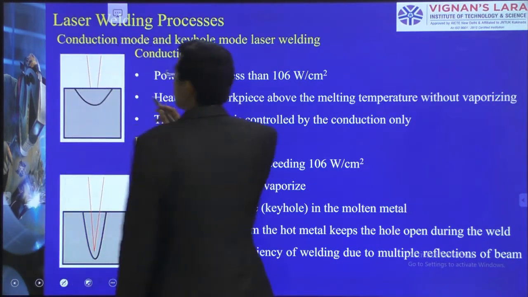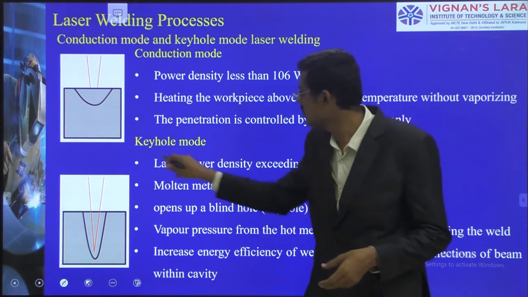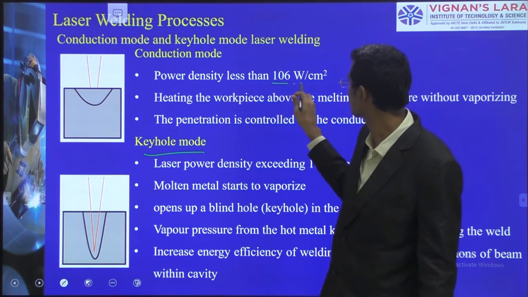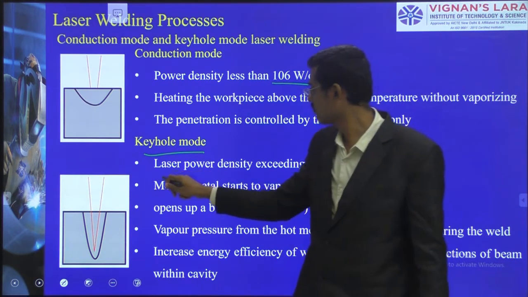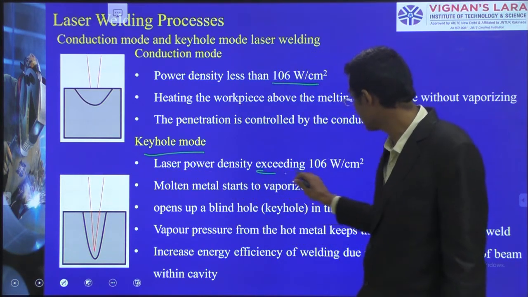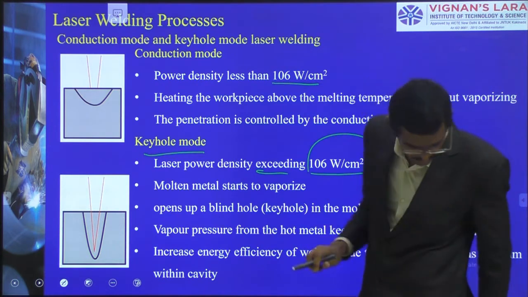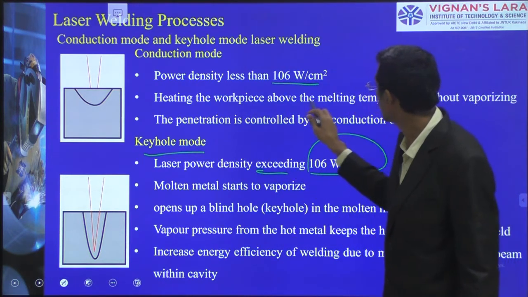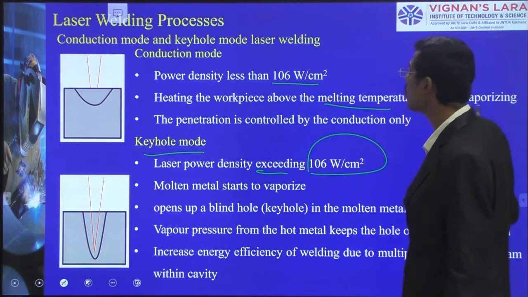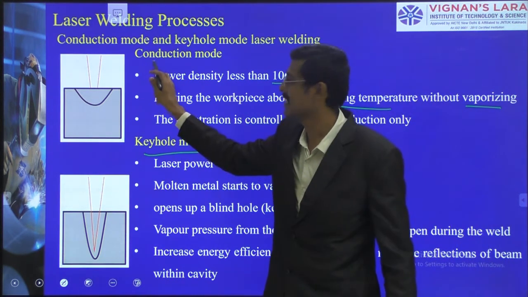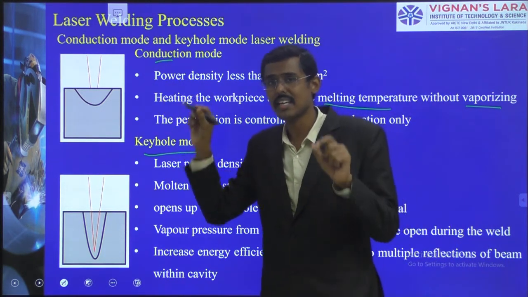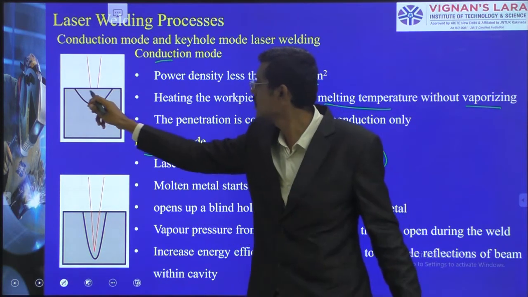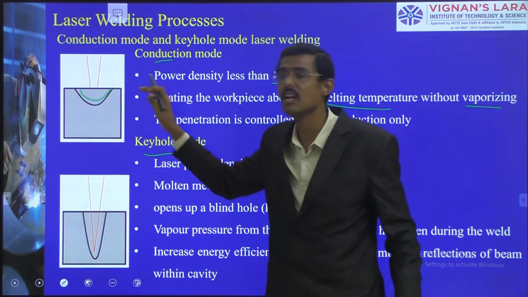So I am telling, it may be the conduction mode or the keyhole mode. For the conduction mode, the power density is less than 10^6 watt per centimeter square. For the keyhole mode, it exceeds 10^6 watt per centimeter square. So see, heating the workpiece above the melting temperature without vaporizing. Here in the conduction mode, we are making the heat to melt only, not to vaporize. Therefore, it is melted and these locations are welded.